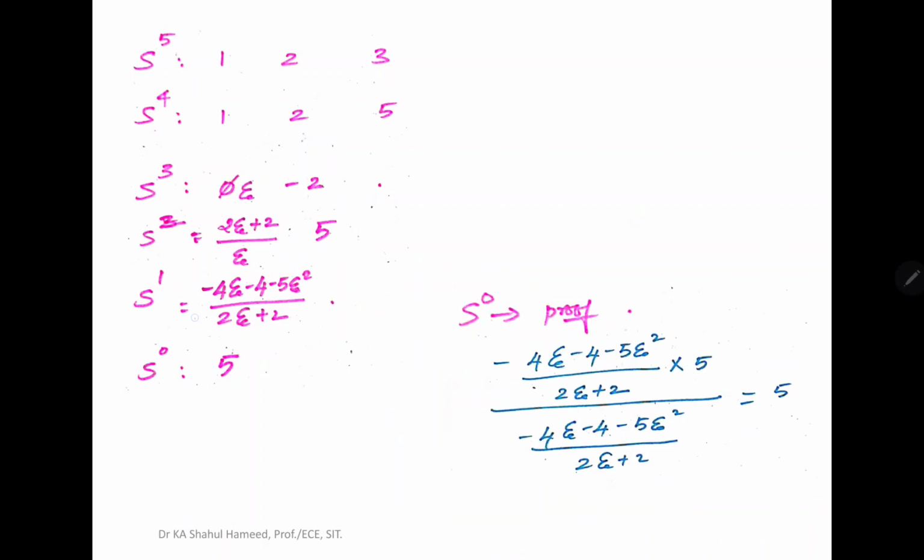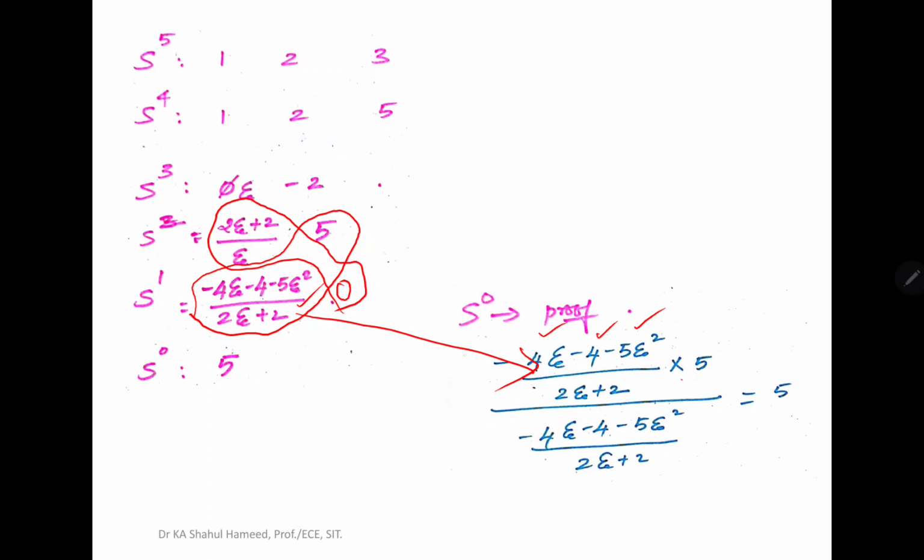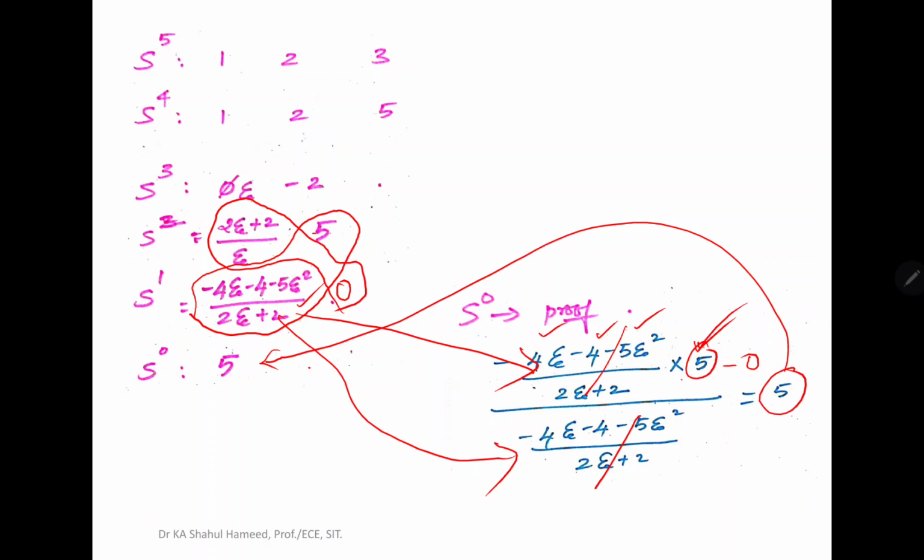For this, we multiply this one and 5, minus 0 into this one, divided by this one. So it is (4 epsilon minus 4 minus 5 epsilon squared) divided by that expression, into 5, minus 0. 0 into anything is 0, divided by the same one. Now these two get cancelled and the remaining is 5. So I am putting 5 here.